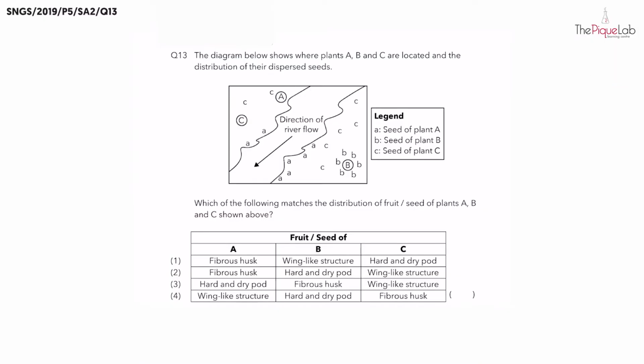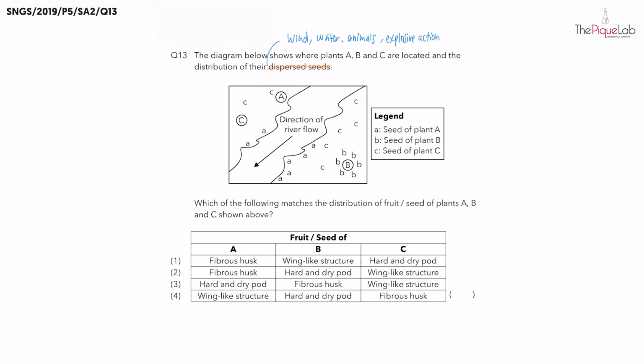Question 13. The diagram below shows where plants A, B, C are located and the distribution of their dispersed seeds. Now let's quickly recall the 4 methods of seed dispersal. So seeds are dispersed by wind, water, animals, and explosive action.